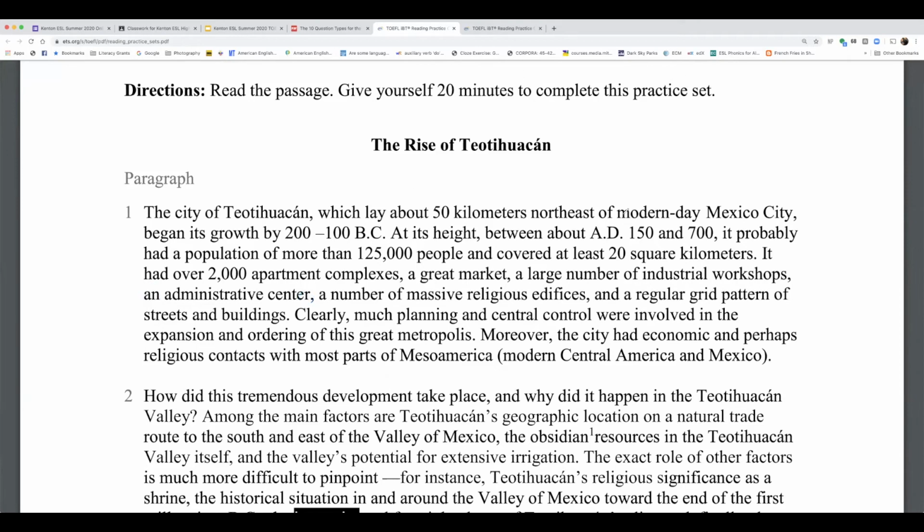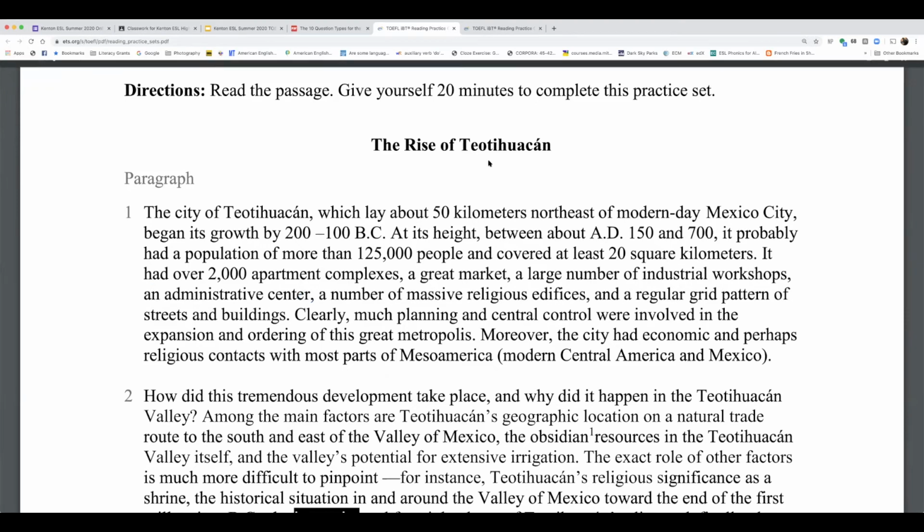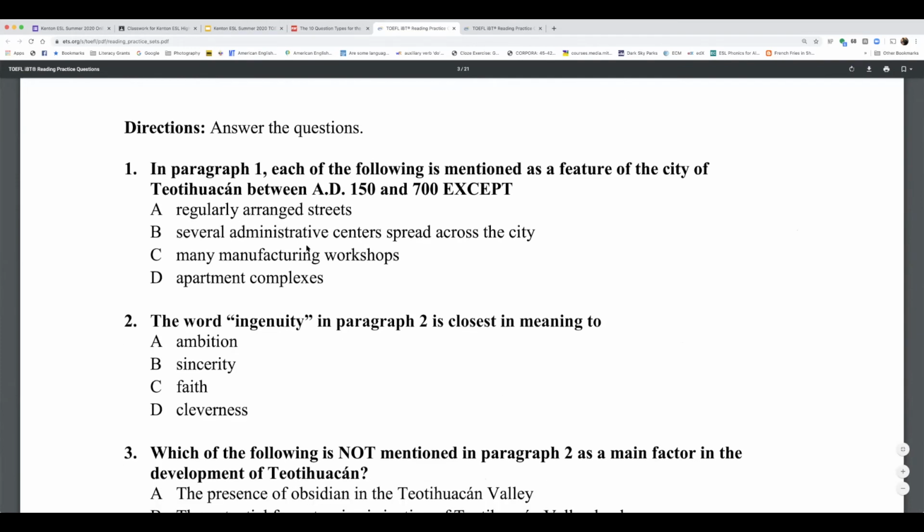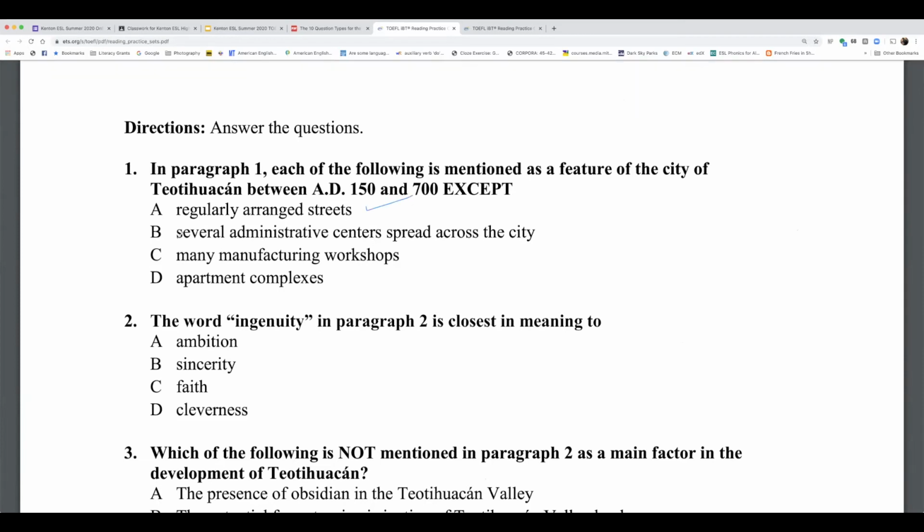If I go back to the 4 choices, let's go back and look. Regularly arranged streets. Yes, we saw that. Several administrative centers. Did we see that? No. Aha. So this one looks like it may not be the answer. But here's my advice to you. Don't choose it yet. Don't choose it at the moment. Let's look at the other 2.